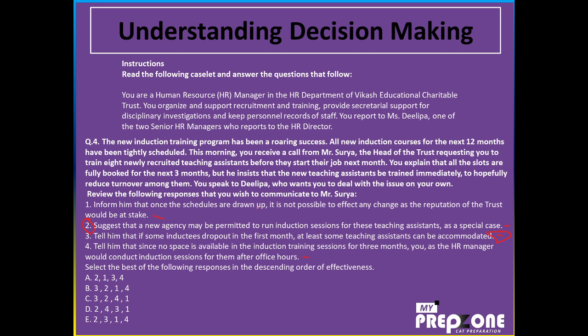Inform that once the schedules are drawn, it is not possible. Now this has to be the least important or least effective measure, because this is where you are telling the person that I will not be dealing with this situation in the form of getting some solution. So this way you do not bring any solution to the table.